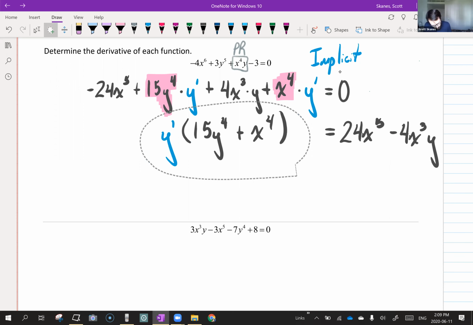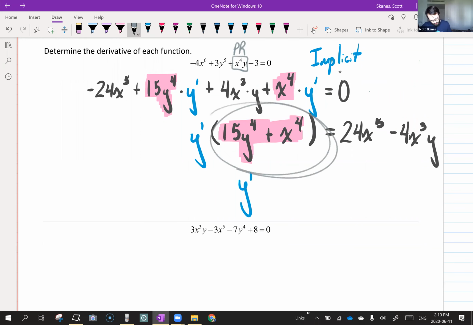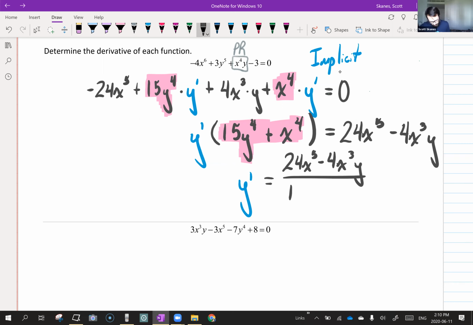And I'm going to just clean this up a little bit, but that's the big idea. Notice that I factored y prime out, which is why it left those terms. All that's left to do is divide by that thing in brackets. So divide both sides by this, and you'll end up getting your final answer. You can show more steps, but I've done that enough times now. I just wanted to show the basics.